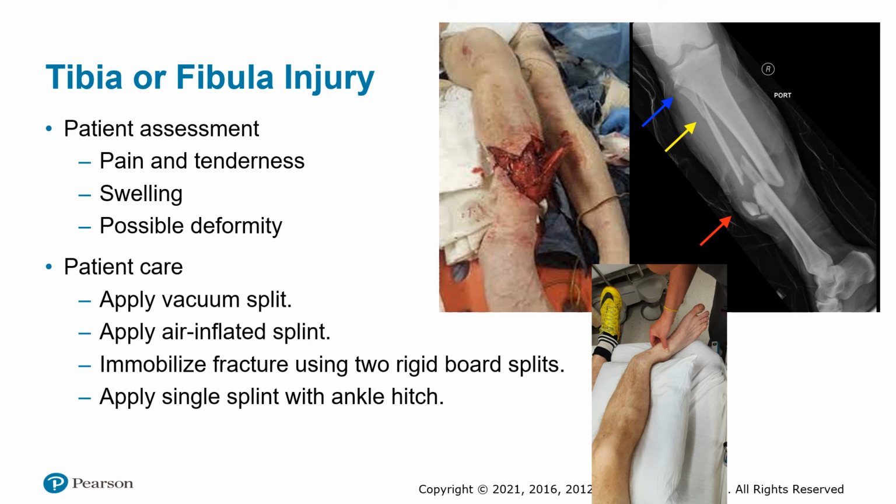Tib-fib injuries, pain and tenderness, swelling, possible deformities. We're going to apply a vacuum splint or air inflated splint, immobilize the fracture using 2 rigid board splints, or apply a single splint with an ankle hitch. I'm going to show you the rigid board splints because that's what we have. Vacuum splints and air inflated splints, there's not a whole lot of services that still use those, but there are some.